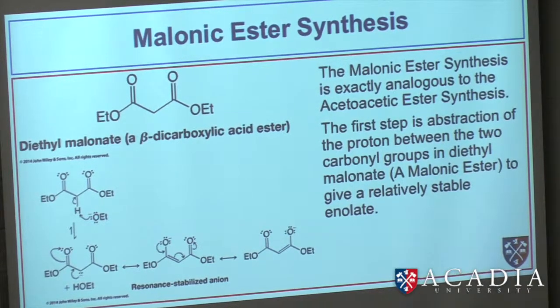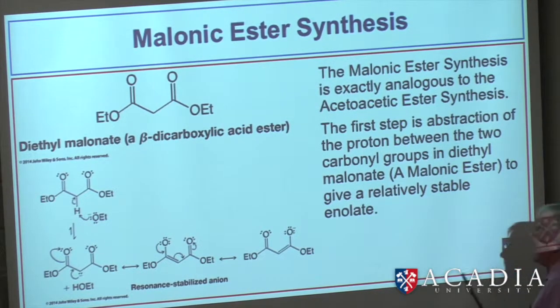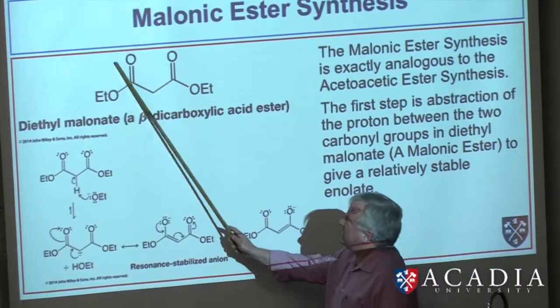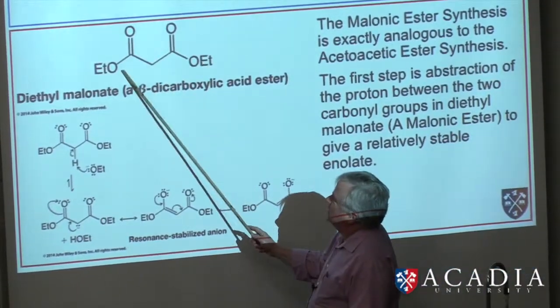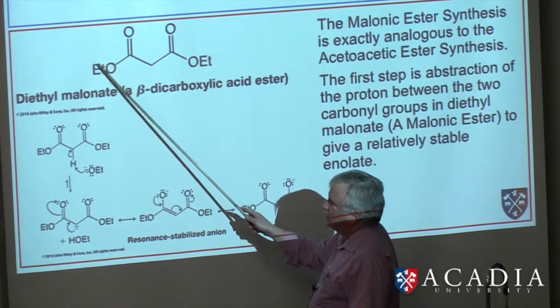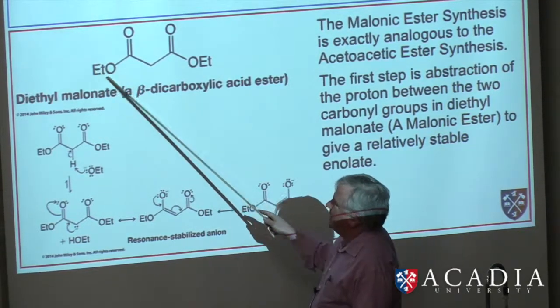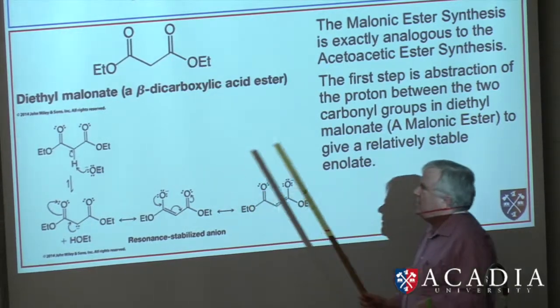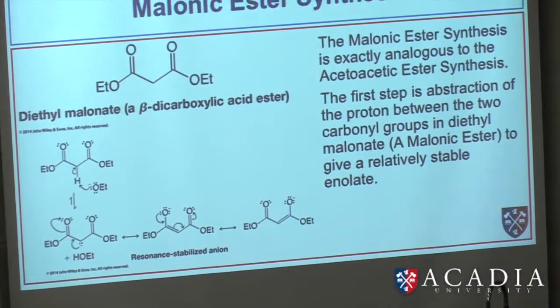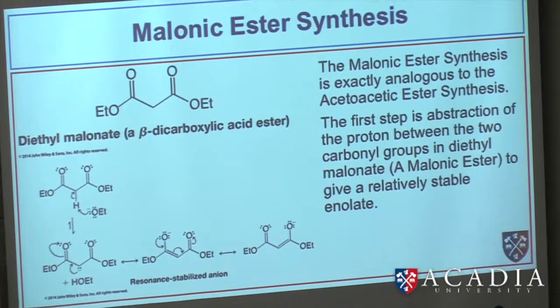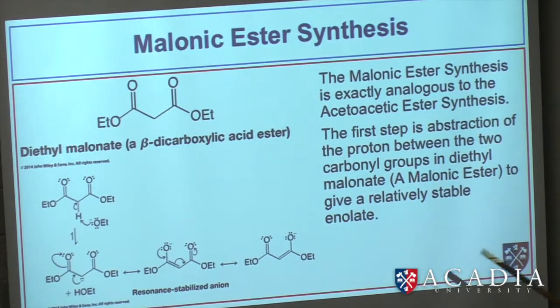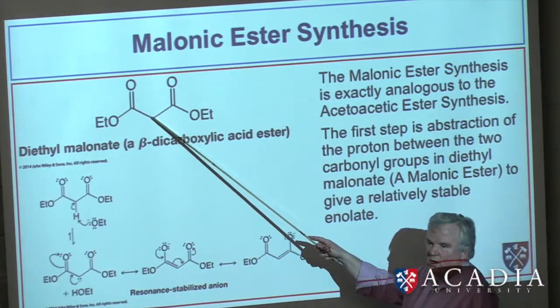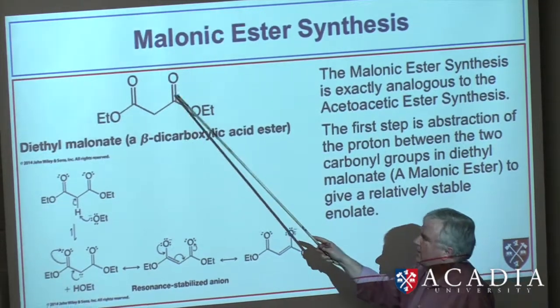There's another reaction called the malonic ester synthesis. Notice it looks exactly the same. The only difference is we no longer have an alkyl group here, or CH3. We have another OEt group. So this is the ethyl ester of malonic acid. And same thing. These are going to be much more acidic than normal because of the two carbonyl groups.